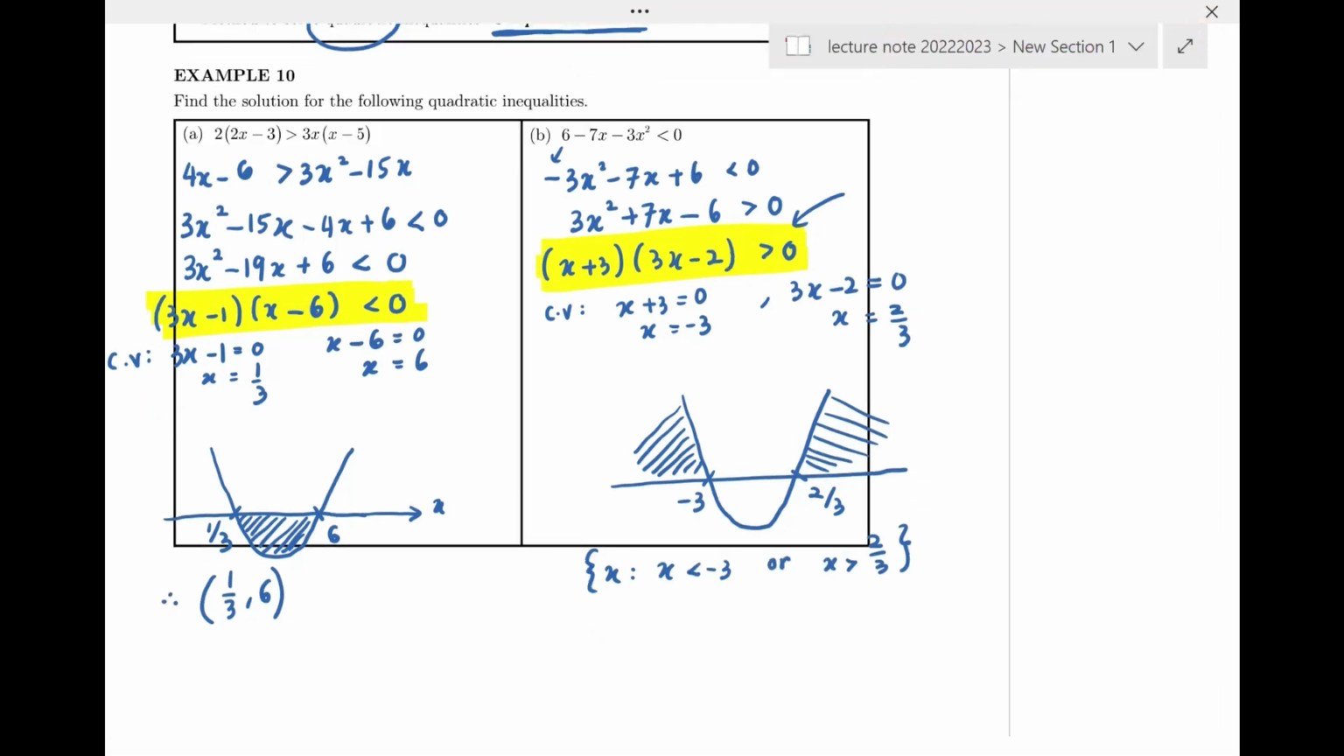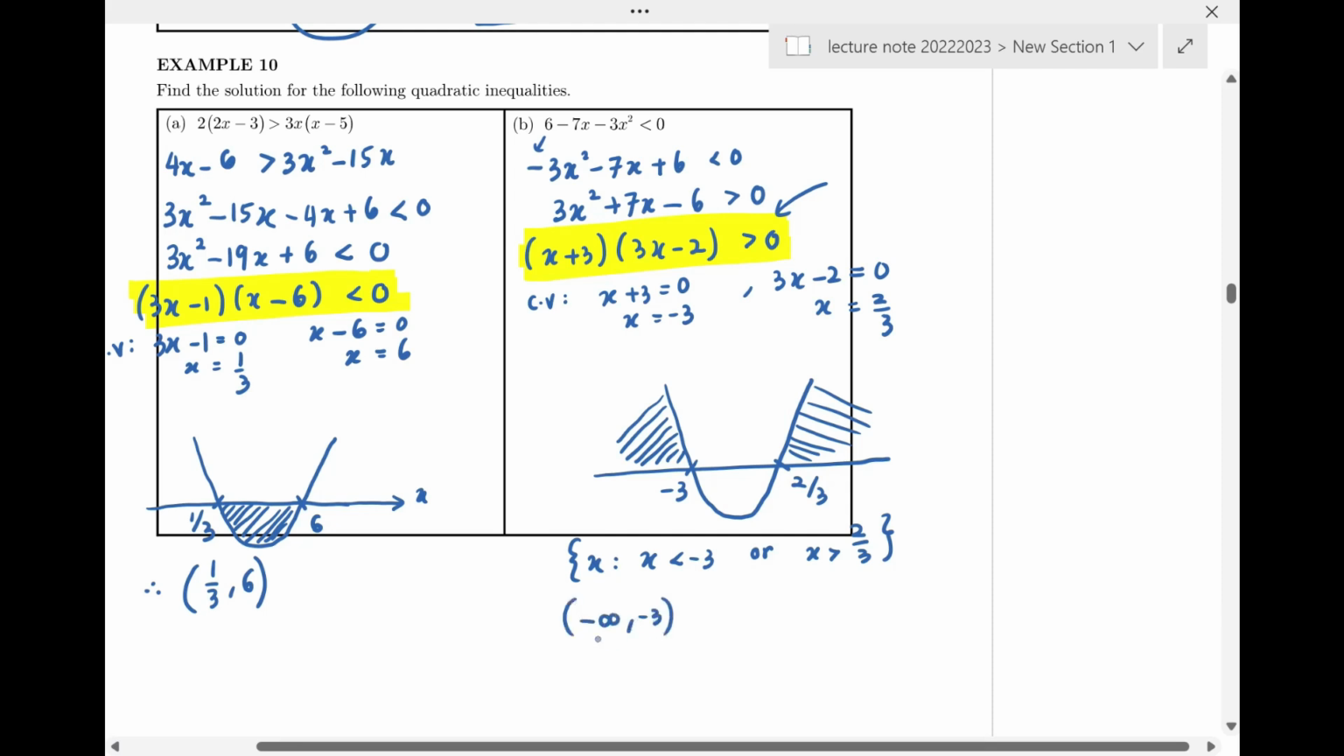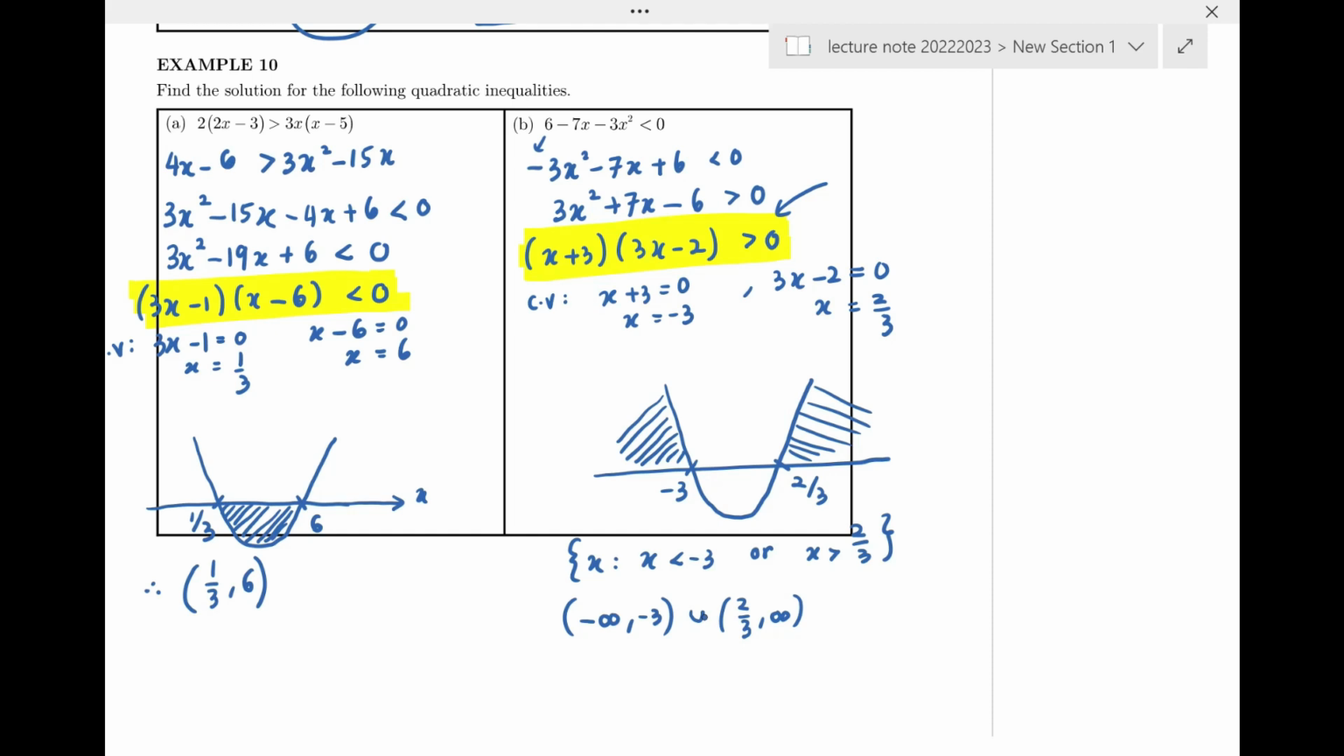So if again we want to put in interval form, okay, I'll put it for you. So the answer will be from negative infinity up to negative 3, both are open. And then the other one is from 2 over 3 up to infinity, both are open. And to combine these two interval answers, we have to put union. Okay, so we are done with solving quadratic inequalities by using graphical method.